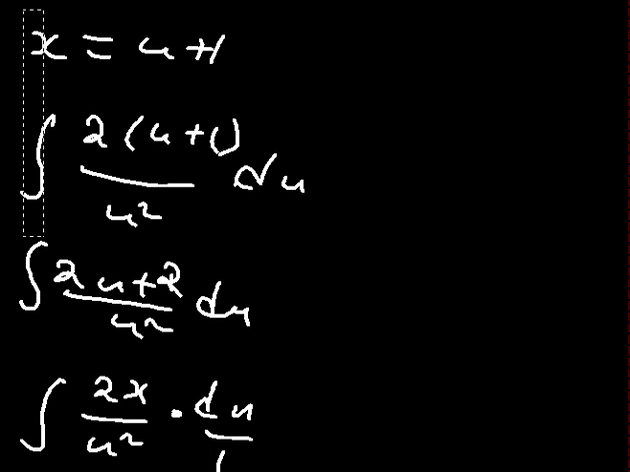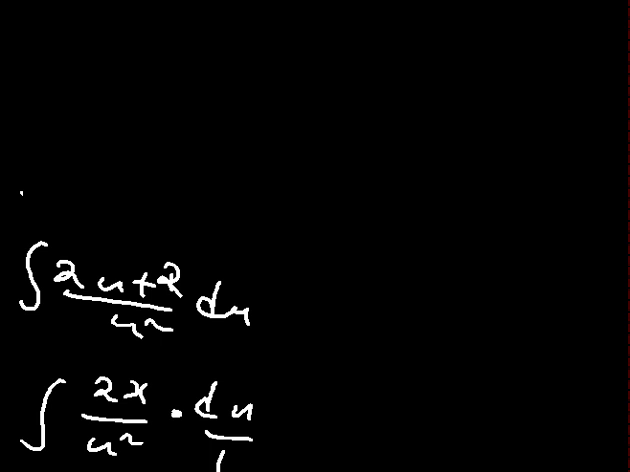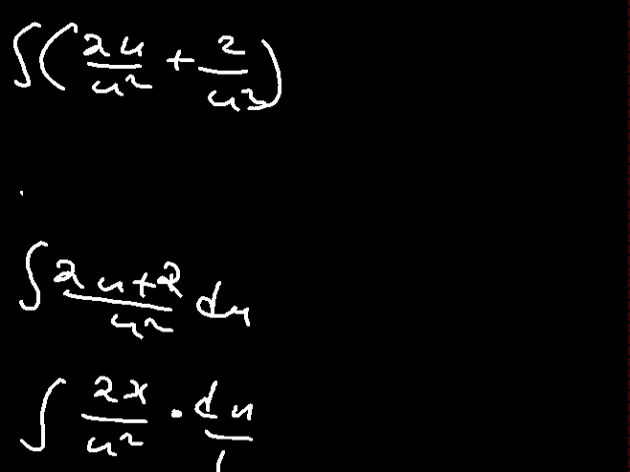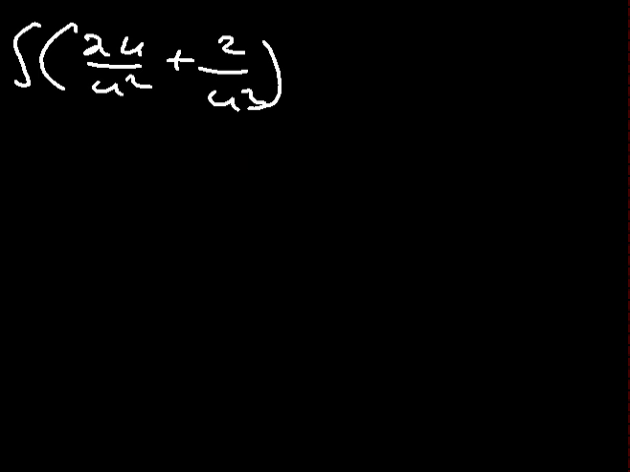Of course, then I will have to move it from there using the concept behind the algebra, in the sense that we'll have it as, and mind you we have plus 2 here. So now it means we'll have the integral of 2u over u squared plus 2 over u squared. On the outside we'll have du there.